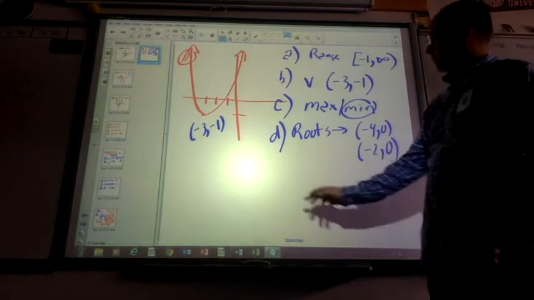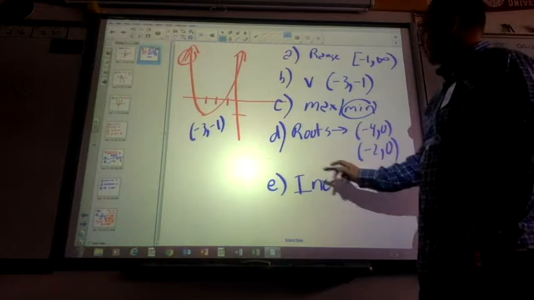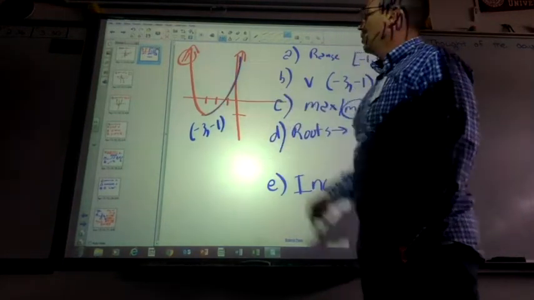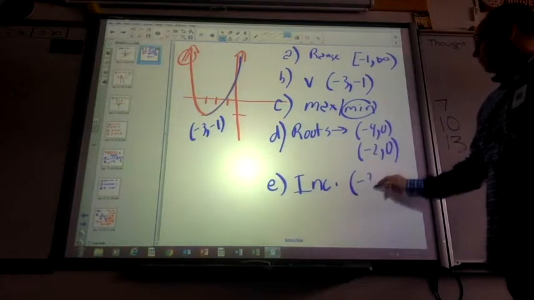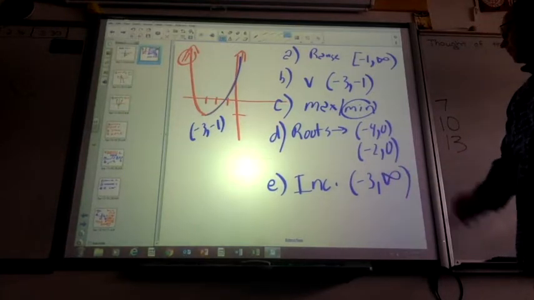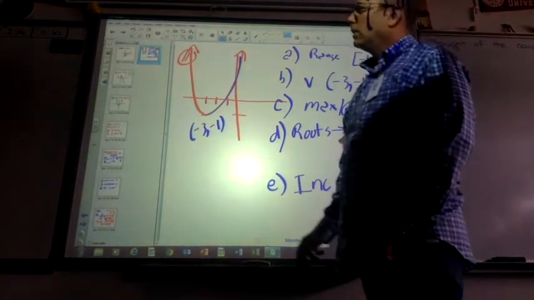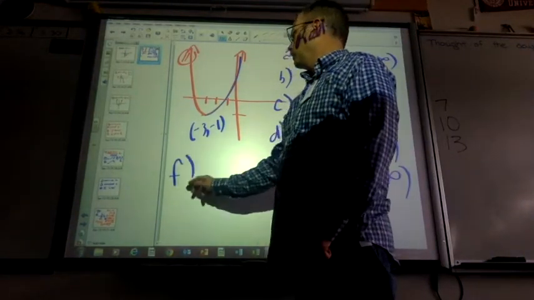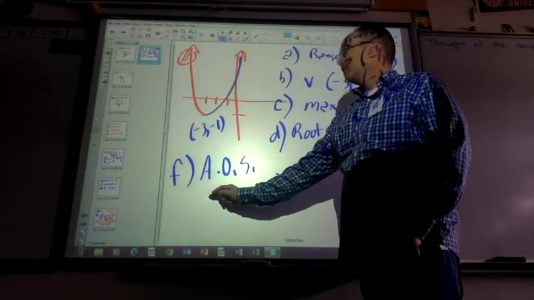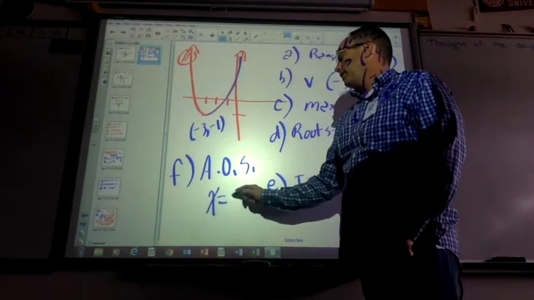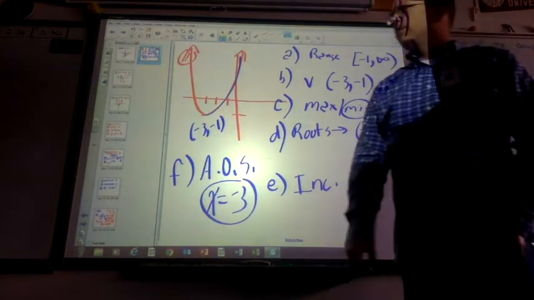Letter E. The intervals of x where f of x is increasing. It's increasing here, it's going up. -3 to infinity, and that should be a comma. And then letter F is what? The equation of the axis of symmetry. Anyone take a shot at that? Almost. x equals -3. Yes. Make sure you label it as x equals.